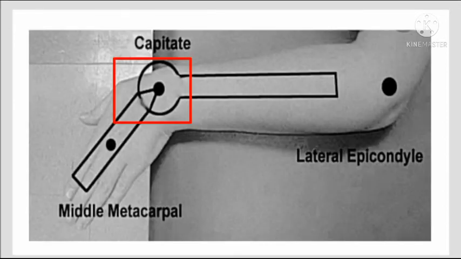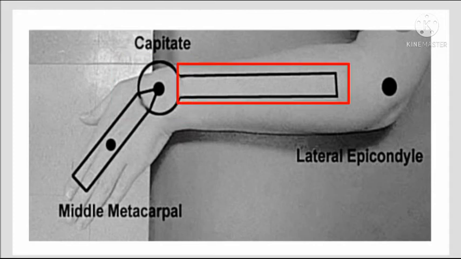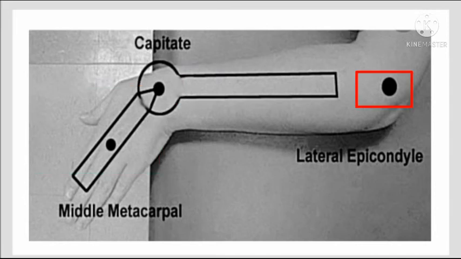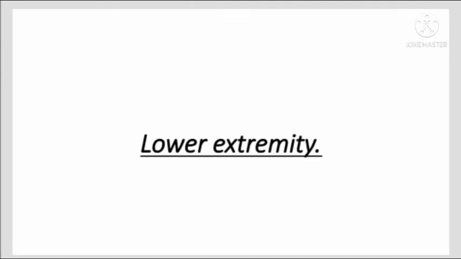Center the fulcrum of goniometer over the dorsal aspect of the wrist over the capitate. Proximal arm is dorsal midline of the forearm. Distal arm is the dorsal midline of the third metacarpal bone. Take the reference as the lateral epicondyle.